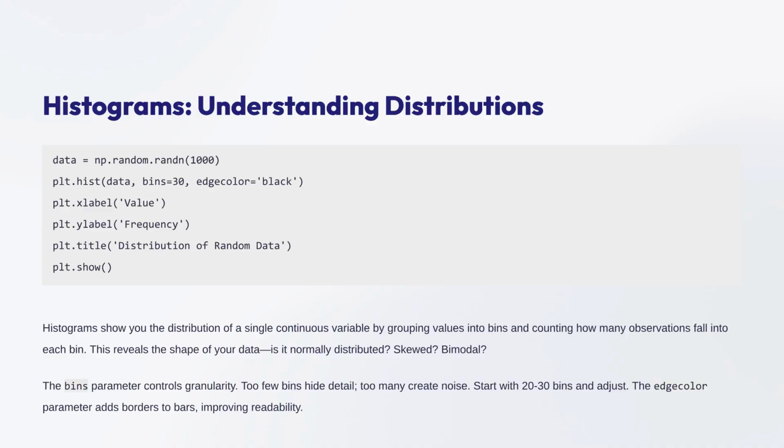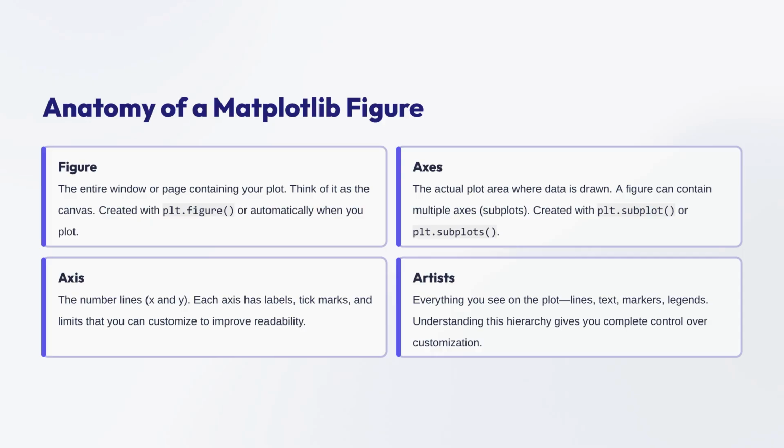Histograms show the distribution of a single continuous variable by grouping values into bins. This reveals the shape of your data, helping you determine if it is normal, skewed, or bimodal. The Matplotlib figure has a specific anatomy. The figure is the entire canvas, the axis is the actual plot area, the axis contains the number lines and labels, and artists are all the elements drawn on the plot.